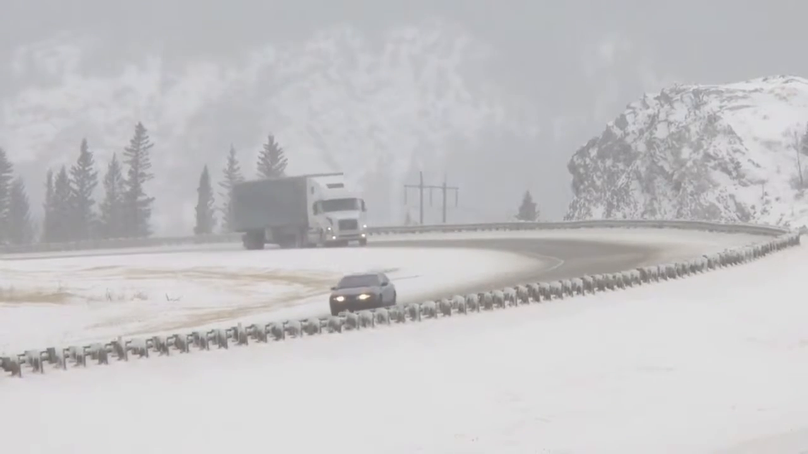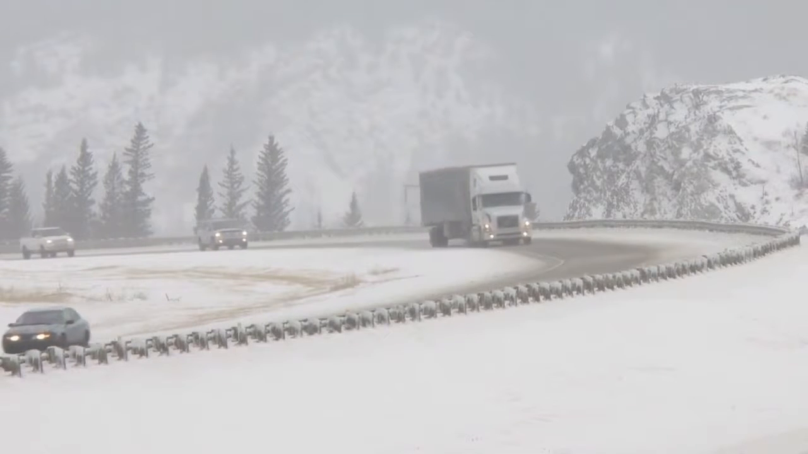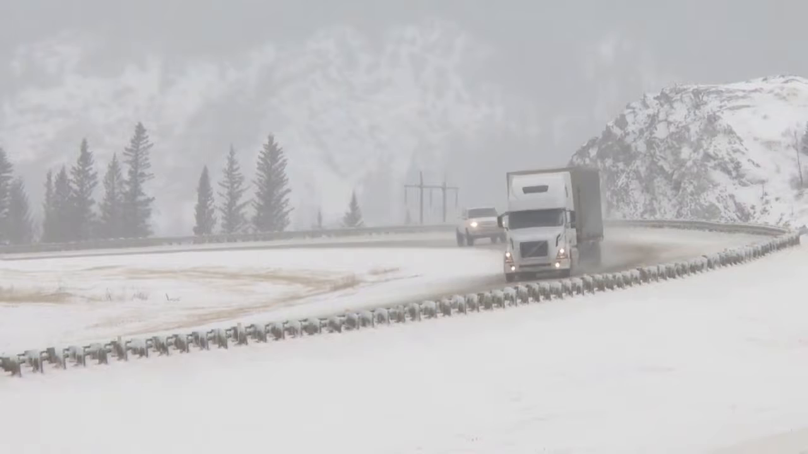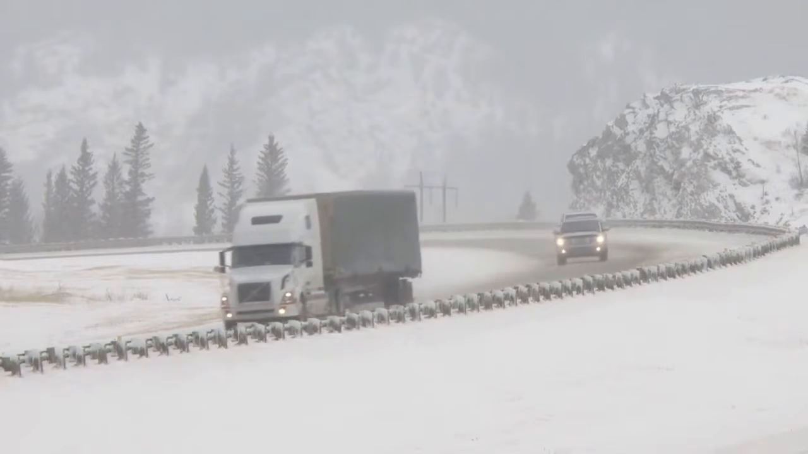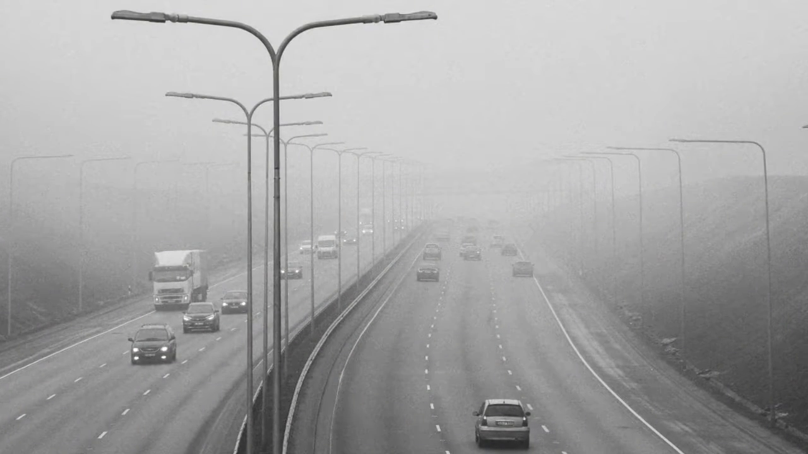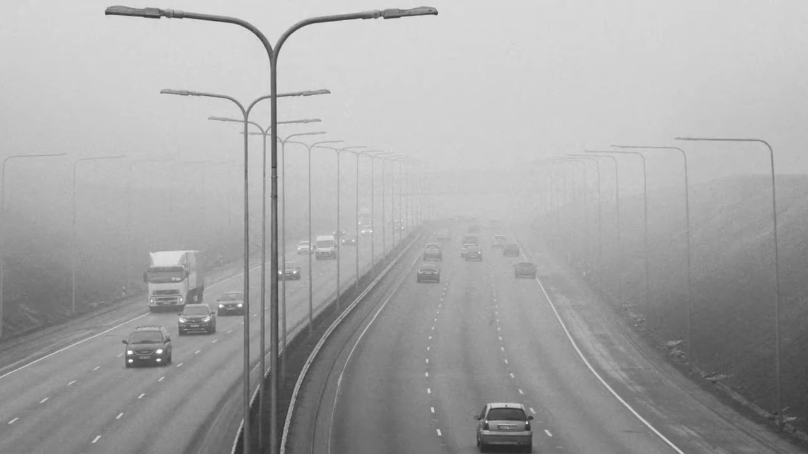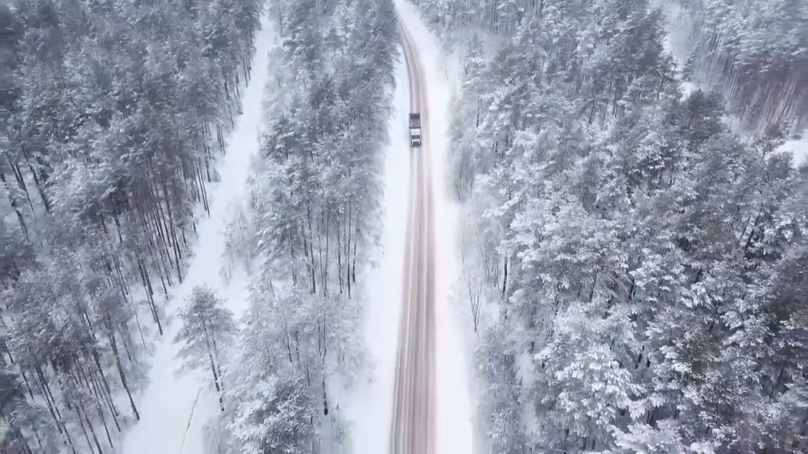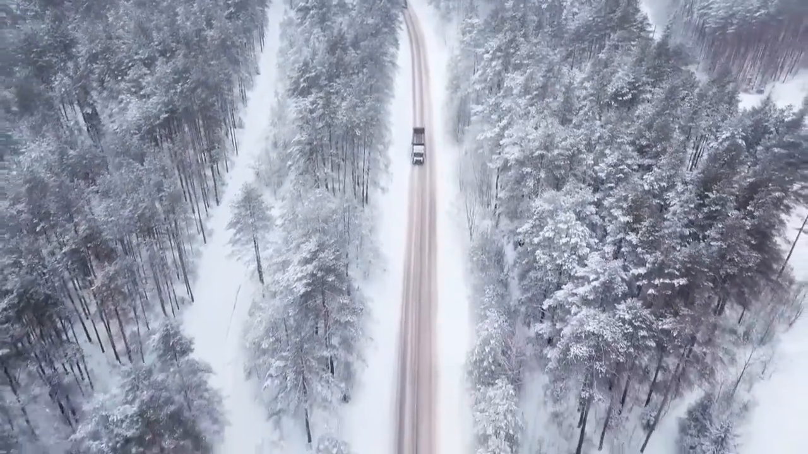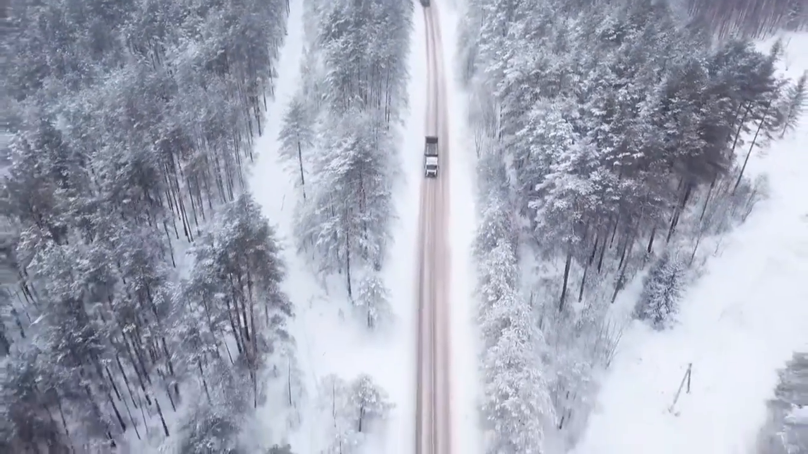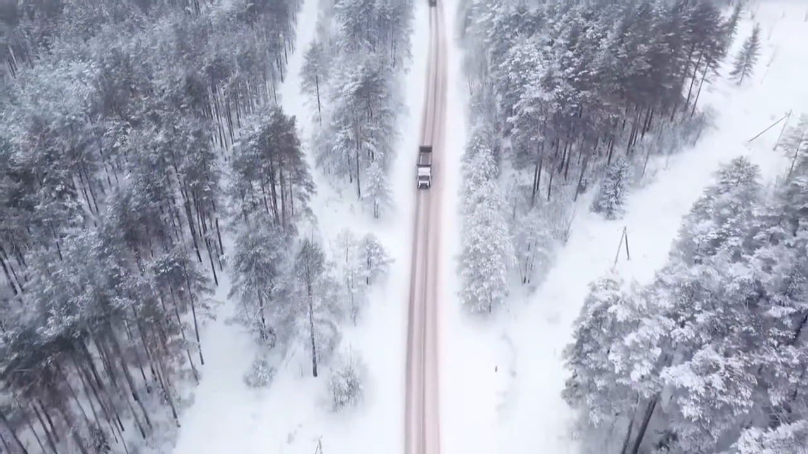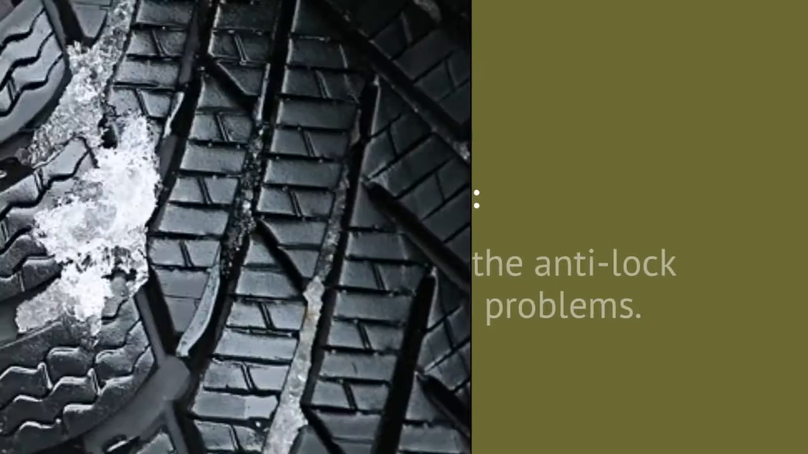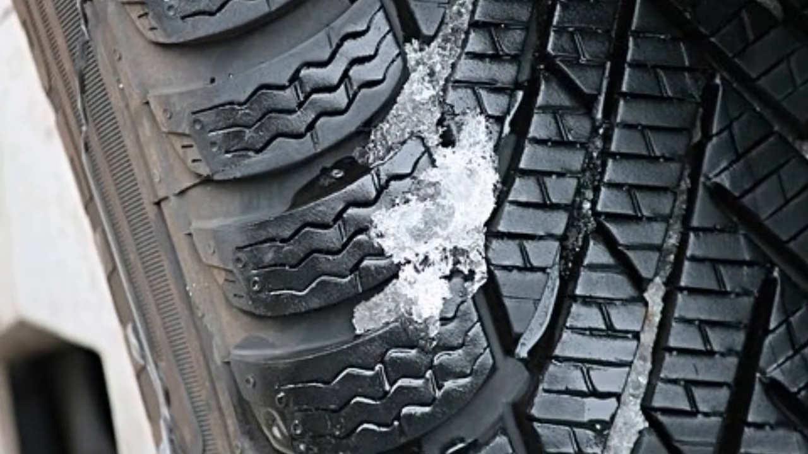During bad weather, such as snow, rain, or fog, is another example of when to drive below posted speed limits, which are intended for ideal conditions. Snow and rain affect visibility and traction. Stopping distance is increased, and your ability to maneuver is decreased. Any sudden action to move or brake could result in a loss of control. Don't depend on the anti-lock brakes to avoid problems. Proper tire tread is essential.